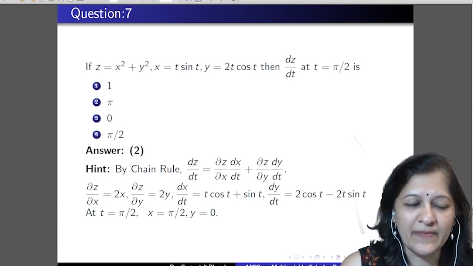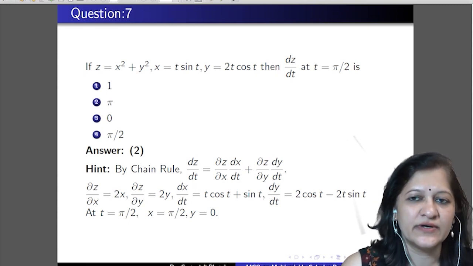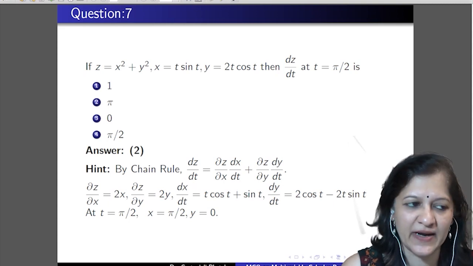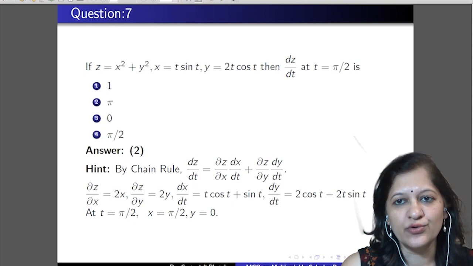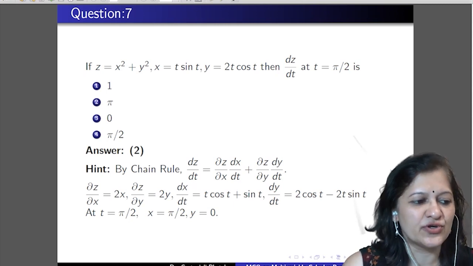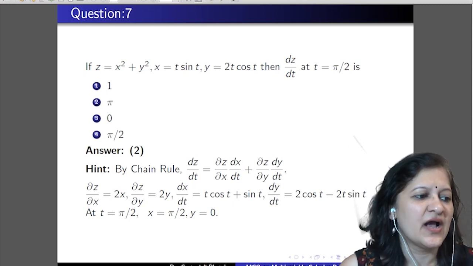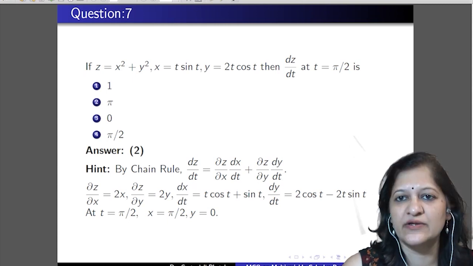If t equal to pi by 2, then x is equal to t sin t, so x equal to pi by 2, and y, which is 2t cos t, y equal to 0. So you substitute all the values in the above expression and then you will get the final value as pi.